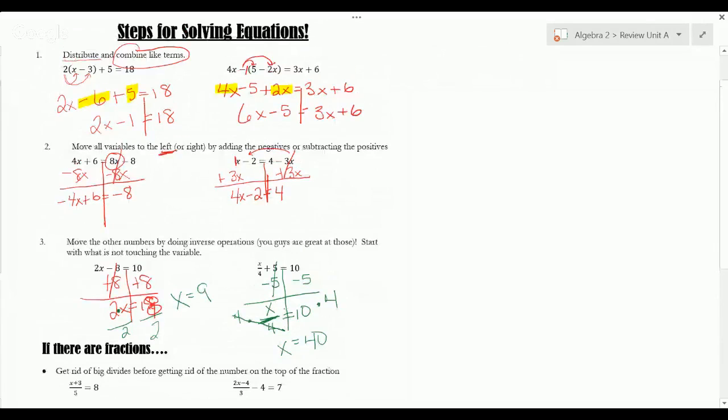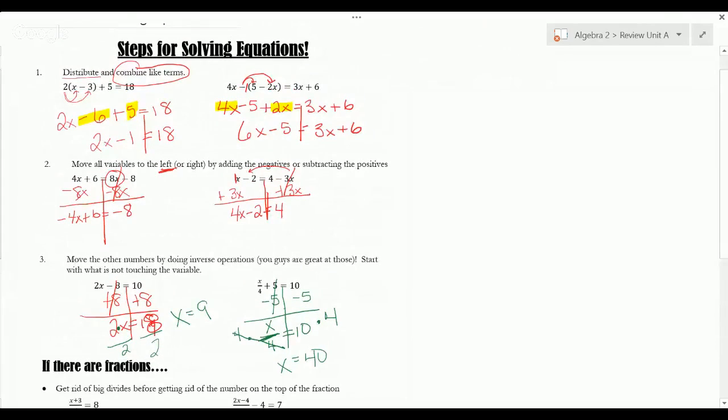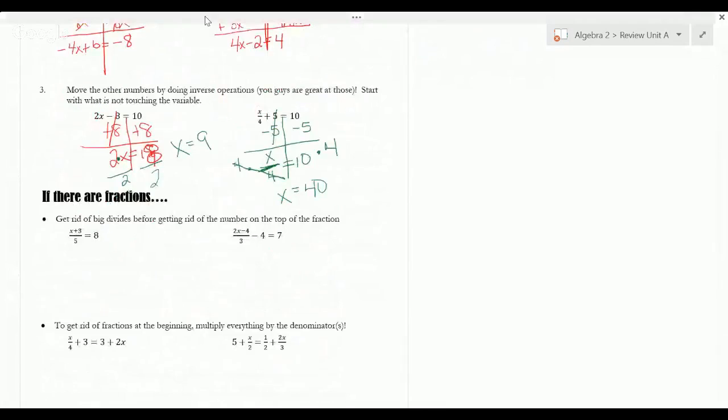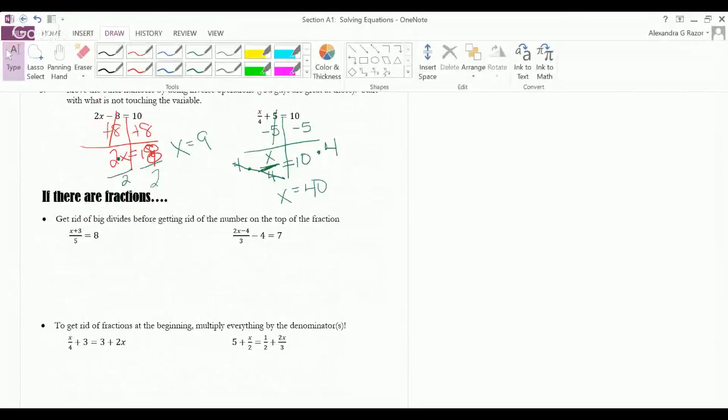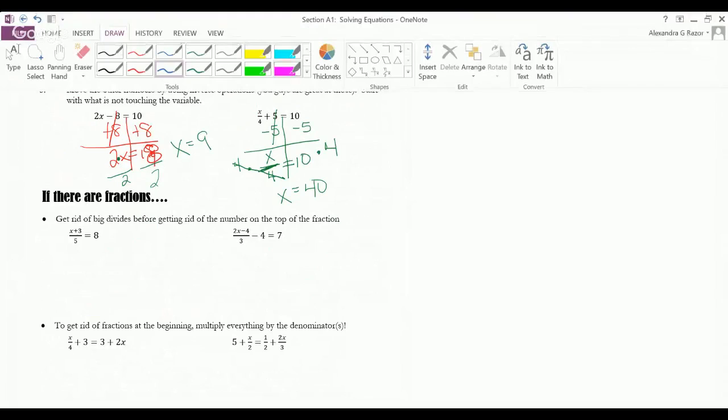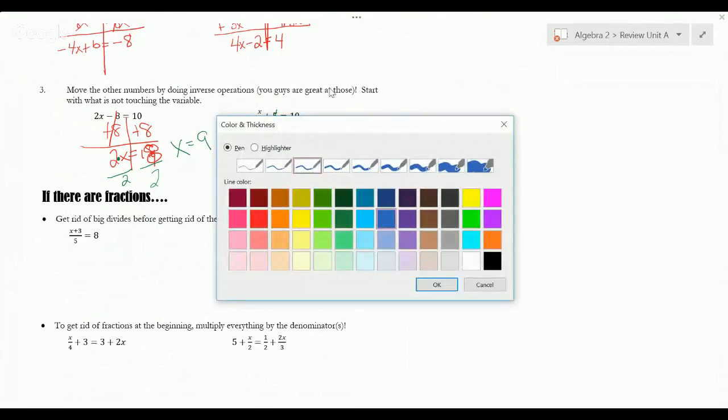So again, our process is you're going to start off by distributing and combining, then you're going to move the variables to the left, and then you're going to do the inverse operations of basic two-step equations. Unfortunately, a lot of times you're going to have fractions, and I know that you don't like fractions, but we have to be willing to work with fractions. Make my pen a little thicker, it's not thick enough.